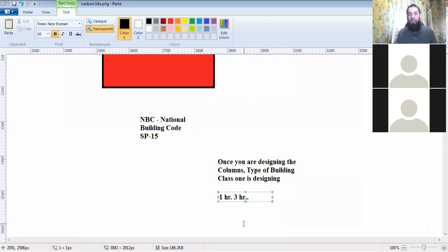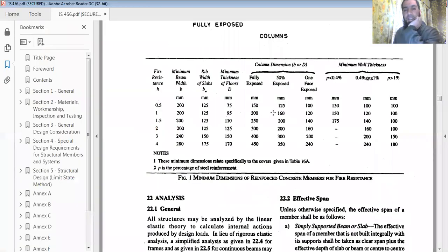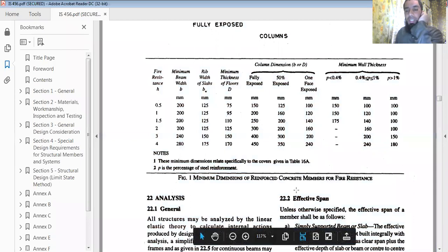So in the National Building Code, you have 1 hour to 3 hour fire ratings. As per that, if you now implement that, for a fully exposed column, the minimum column dimension would be 200 till 400. So generally we would take 200 to 400 as the column dimension.